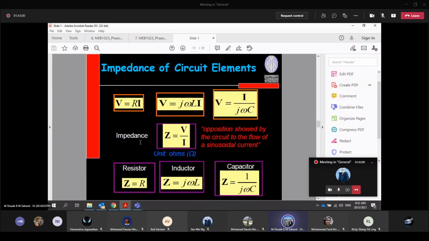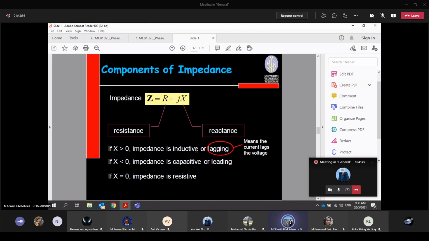So what is impedance? As I mentioned earlier, impedance will be a total combination of resistance and the reactance. As the name implies, impedance is the opposition of the circuit to the flow of the current. Similar with your resistance. So for all of these, resistance, reactance, and the impedance, the units are ohm. So this is the resistor, inductor, and the capacitor. The impedance is a combination of both resistance and the reactance.